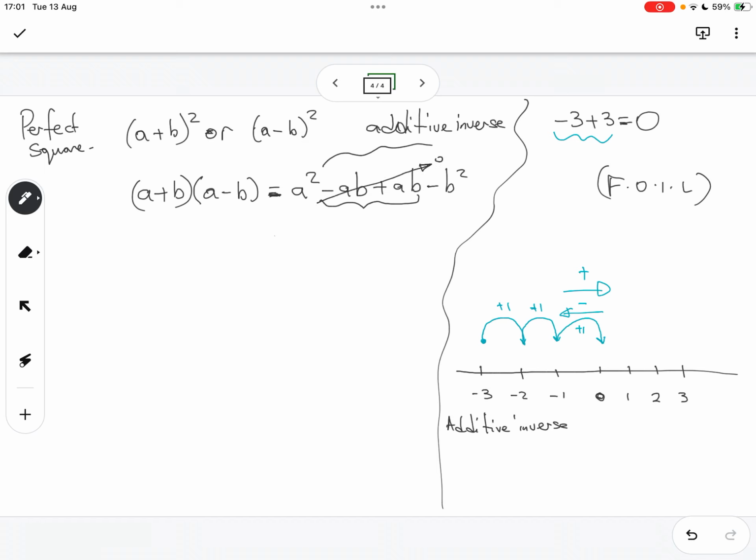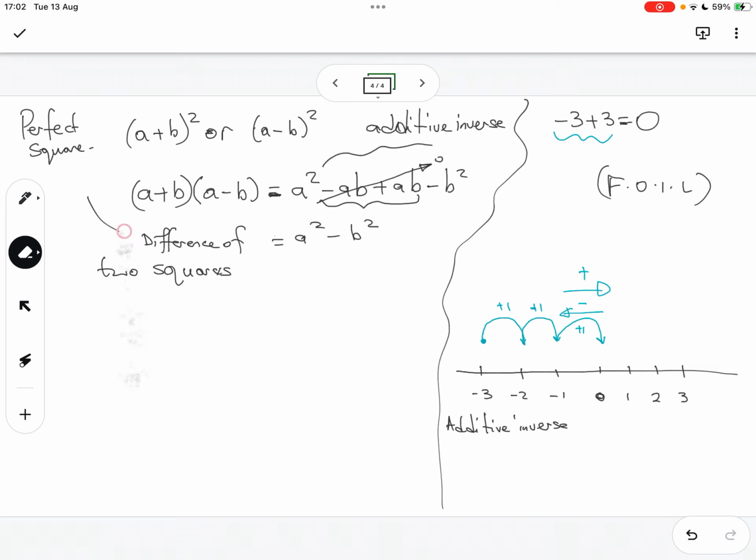So in other words, these cancel each other out to give us 0, and we are left with a squared minus b squared. And this here is called the difference of two squares, ne? It's simply because even when we use the FOIL method, these terms in the middle will end up giving 0. That's the long and short of it.